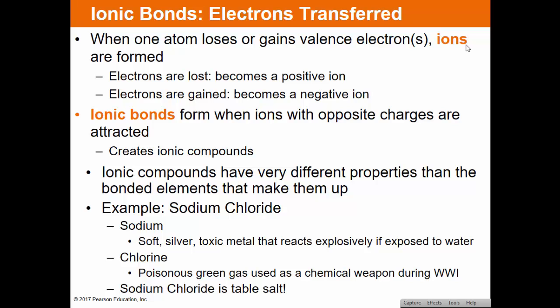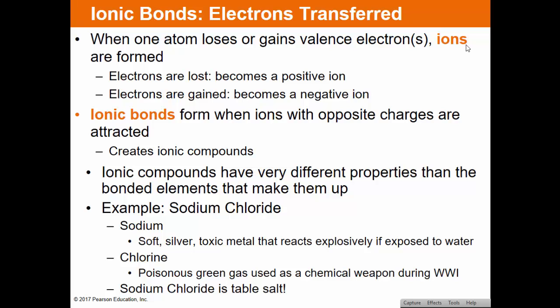Ionic bonds form when ions with opposite charges are attracted. So you've got a positive ion over here and a negative ion over there. Their opposite charges attract. And when they do attract, they bond together in an ionic bond. They create a compound. Okay? Ionic compounds have very different properties than the bonded elements that make them up.